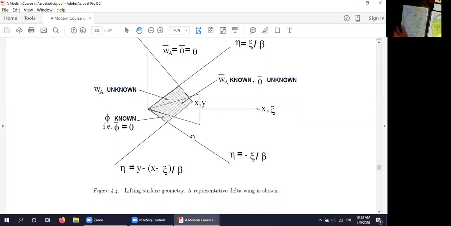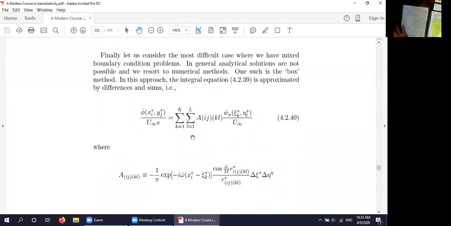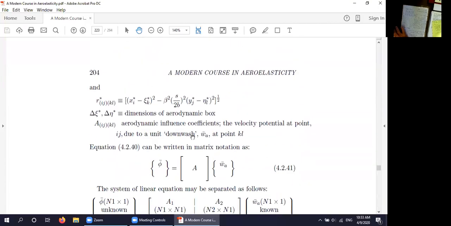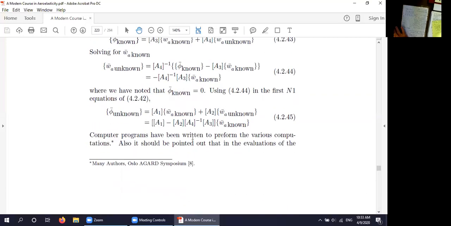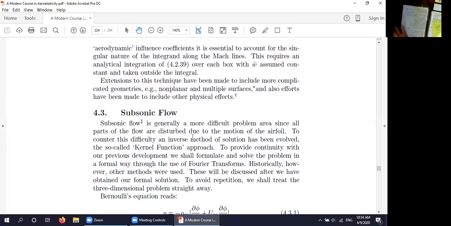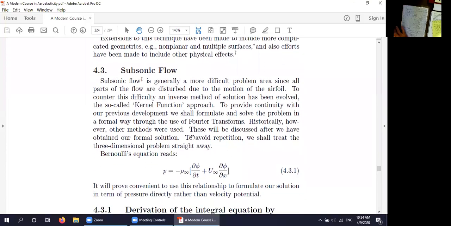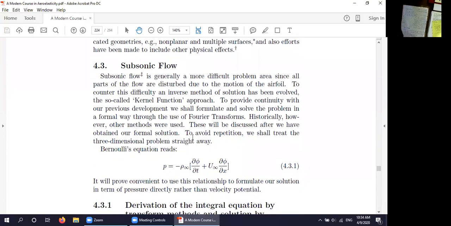Instead, in the subsonic case, after some consideration of alternatives, people came up with the following method. In the subsonic case, what we really know off the wing, if we have a lifting wing, which is the usual kind of wing we like, is that the perturbation pressure itself is 0 off the wing, and d phi dz, the gradient of the velocity potential, is known in terms of the motion of the wing on the wing itself.